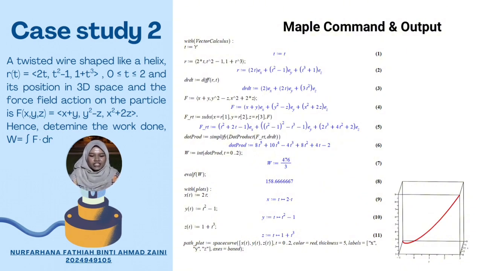Our goal is to find the work done using the line integral, which is W equal to the integral of F dot dr. Using Maple, we apply a vector calculus operation, calculate dr over dt, substitute r(t) into the function, and compute the product F dot dr. Finally, we integrate from t equal to 0 to 2 and get the result. Work done equal to 158.67.